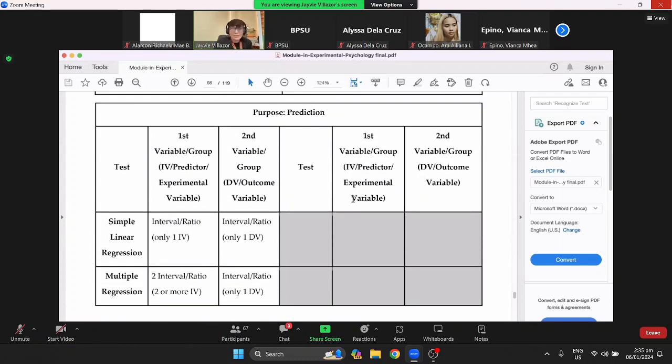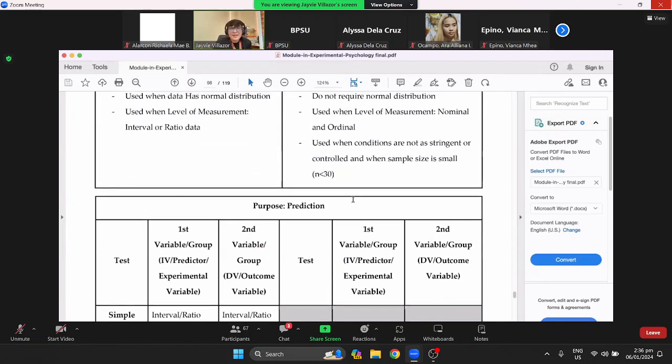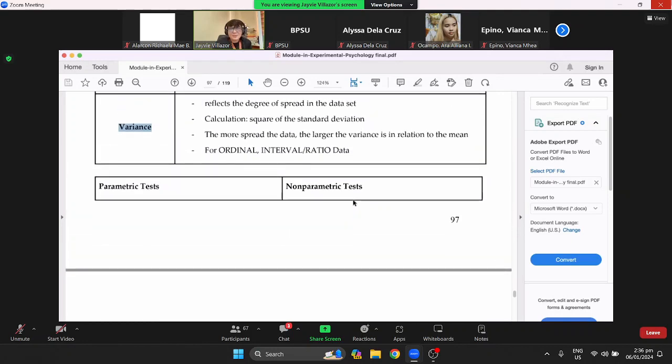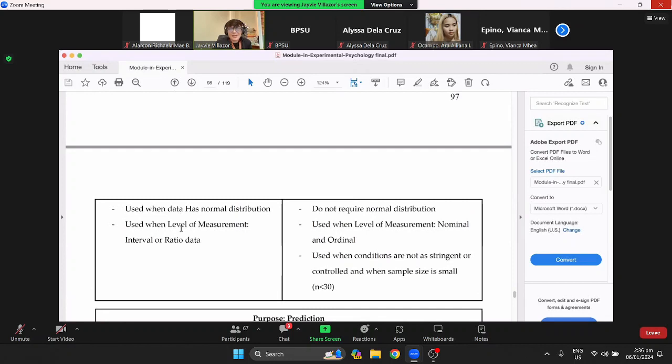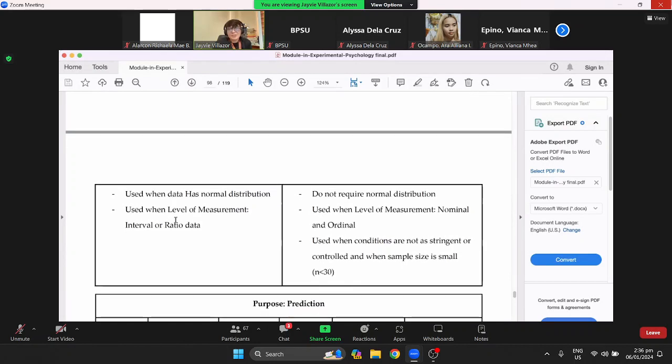Okay. So again, from your messages, karamihan sa inyo ay magfo-fall into non-parametric. Okay? Ayan. Next is let's proceed here. Again, pag sinabi natin parametric, usually ang level of measurement mo, interval or ratio data, okay, your data is normally distributed and your participants is greater than 30 and above.